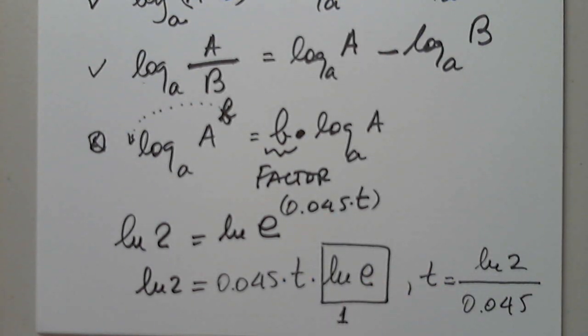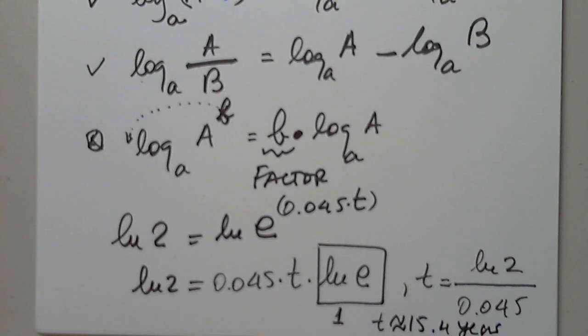So let's calculate that. So we have natural log 2, close the parenthesis, divide by 0.045. And this will be the number of years for the $75,000 to turn into 150,000, sorry. 15.4 years. So t is approximately 15.4 years.